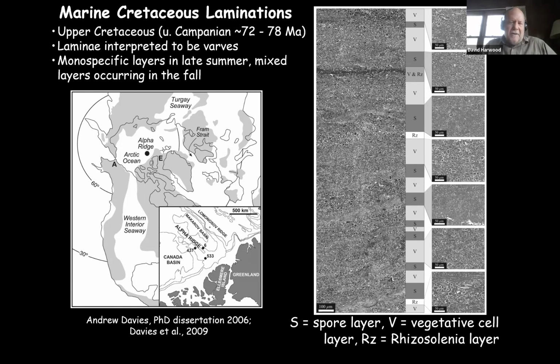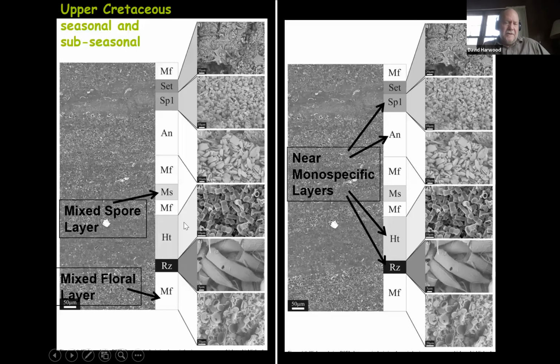And some interesting work from Andrew Davies and Alan Kemp from a core up in Alpha Ridge, and their approach of impregnating these sediment cores with epoxy resin, and then looking at them. They identified distinct layers of vegetative cells and resting spores or rhizosolenia type of forms in there, and were able to see some seasonality through some of these. And in looking at just a broken part of the sediment, you can see the very distinct rhizosolenia dominated material in through here, or hemiaulus dominated, or some spore dominated material.